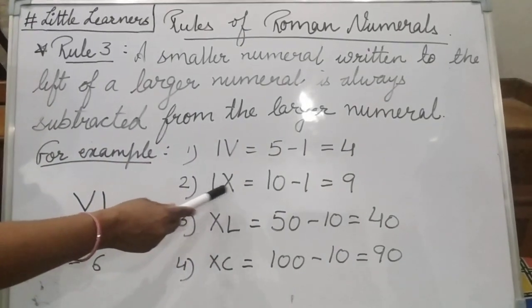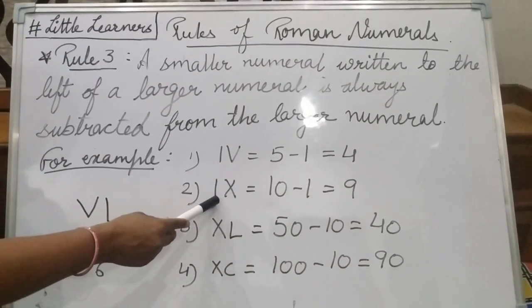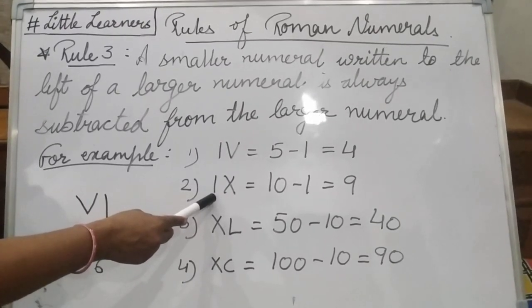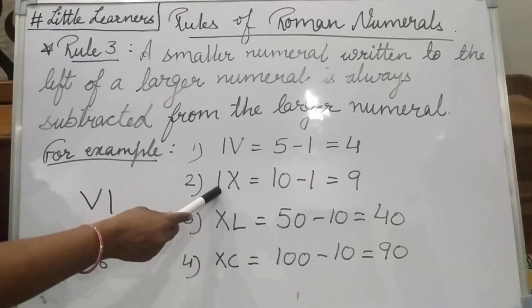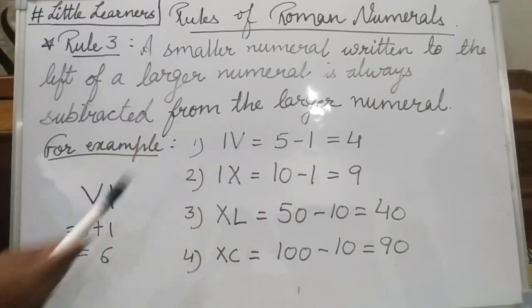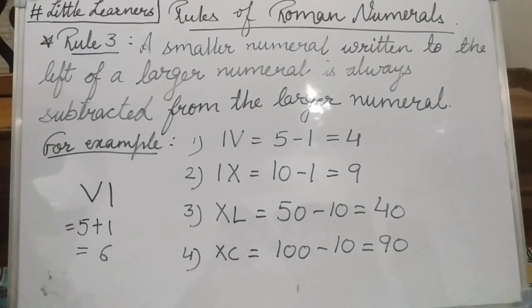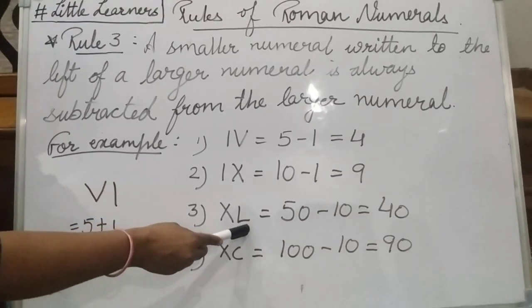See one more example, IX. Here also you can see that I, which is smaller than X, is written on the left side of X. So X is 10 and I is 1. So we need to subtract 1 from 10 and the answer will be 9. So IX means 9.